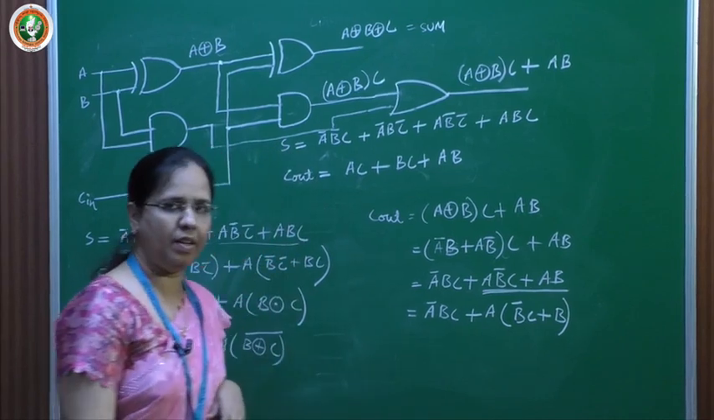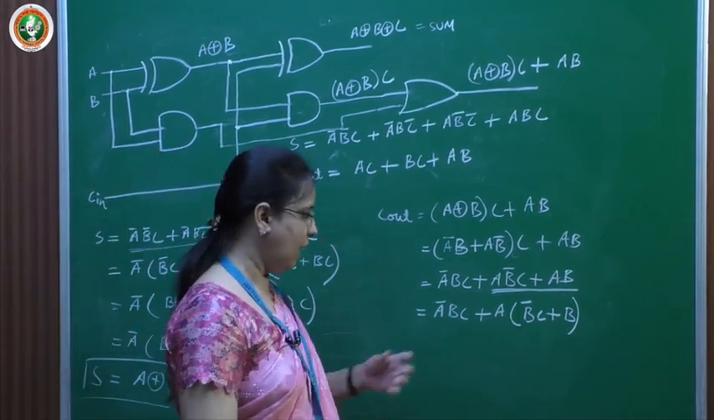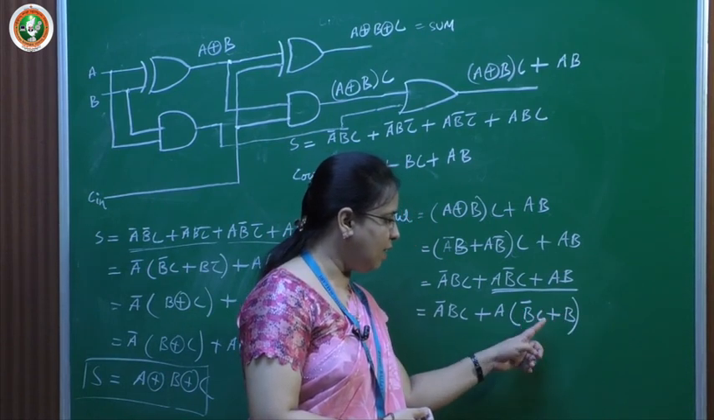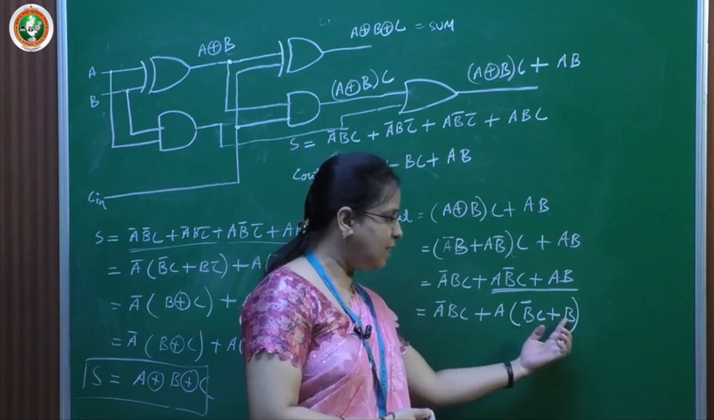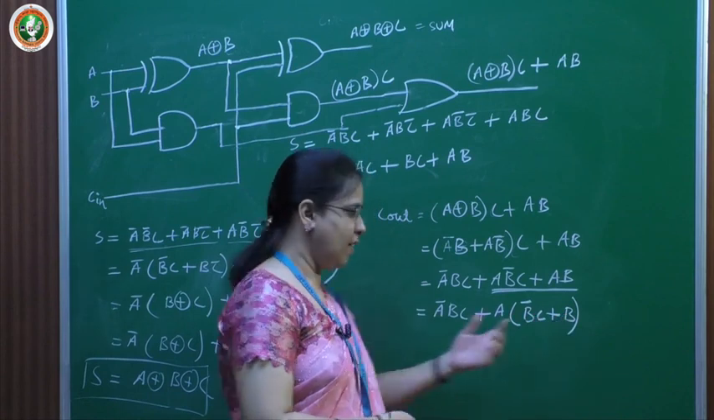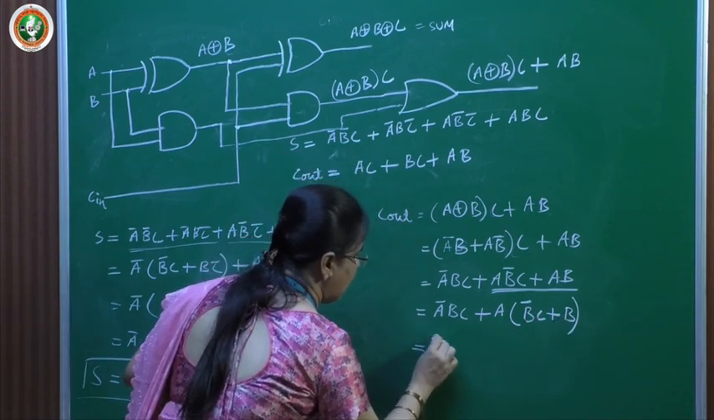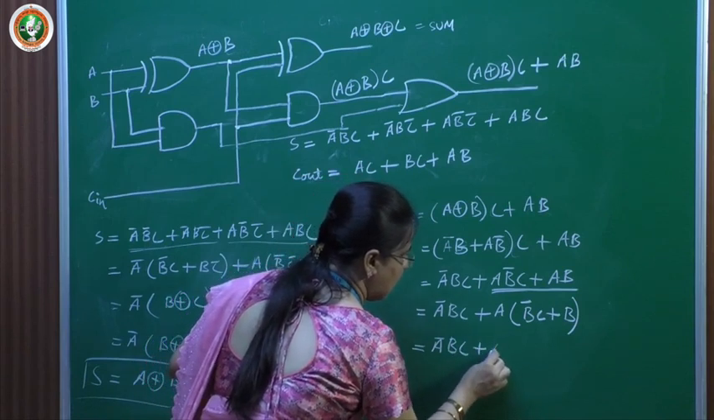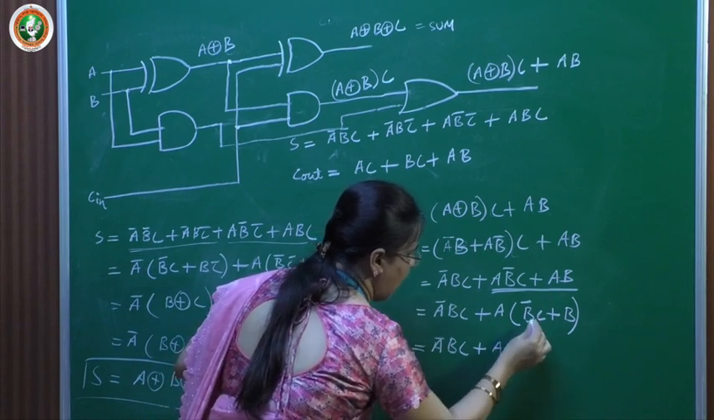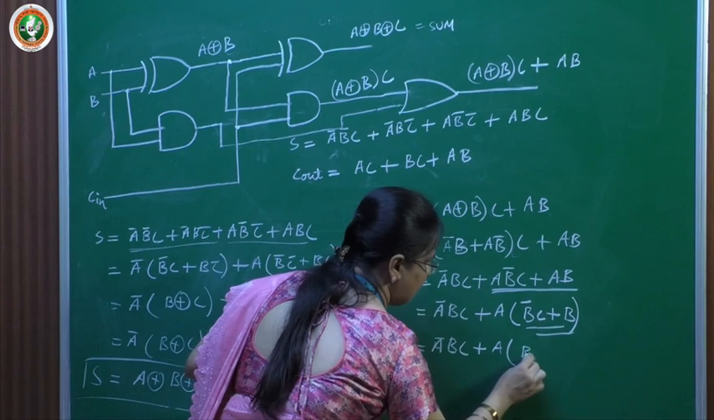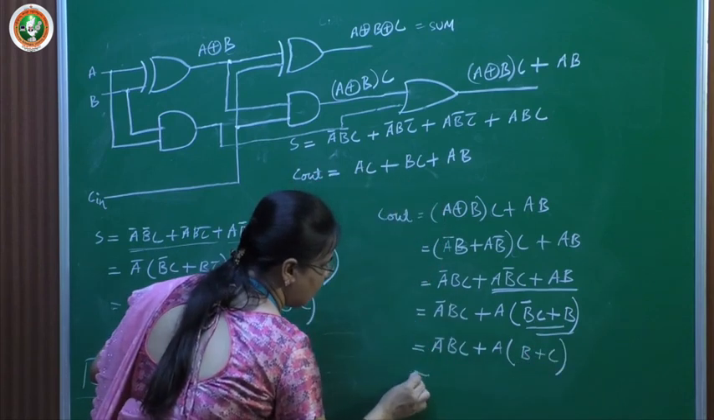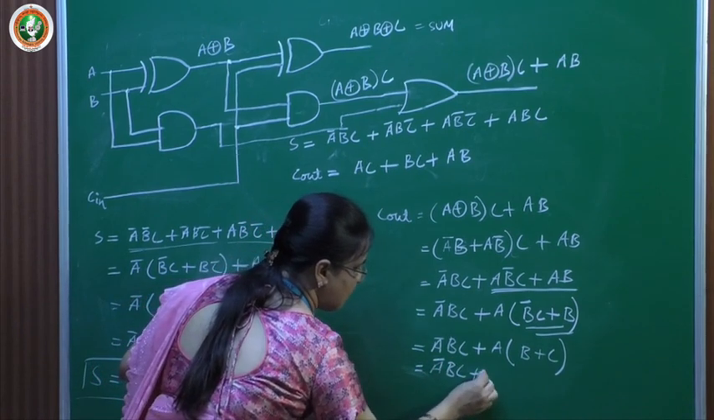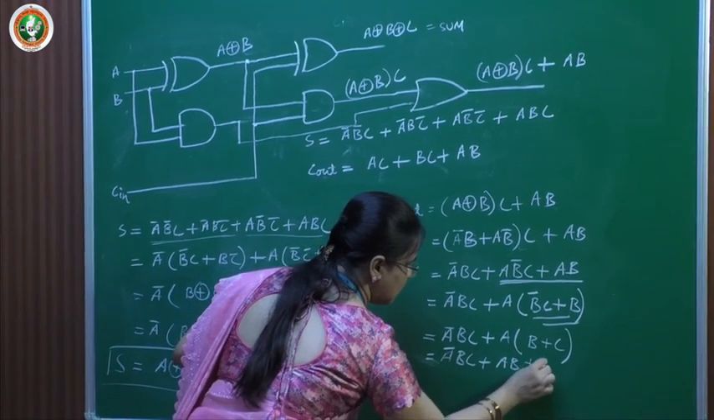In the first module, you have seen in Boolean laws, if we have a variable and a complement of a variable with another variable, I can replace this with B plus C. So what I am going to do is A dash BC plus, writing A as it is, then replacing this with B plus C. So again, A dash BC plus AB plus AC.